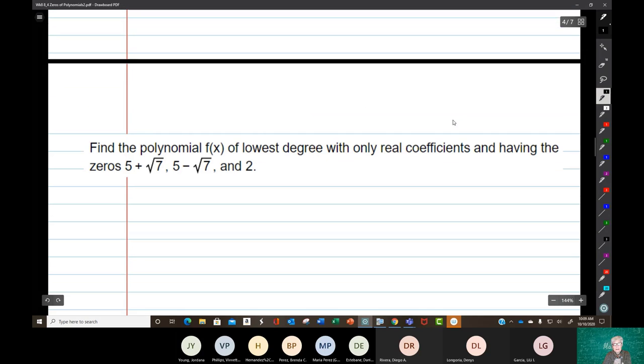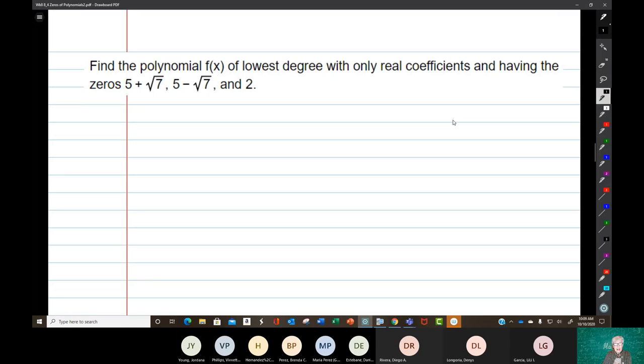We have one more to do, and this one is kind of hard because our irrational zeros are 5 plus the square root of 7, 5 minus the square root of 7, and then our rational zero is 2. So let's write that down, because you're going to need that next week. Incidentally, your test is in 2 weeks. Just letting you know.